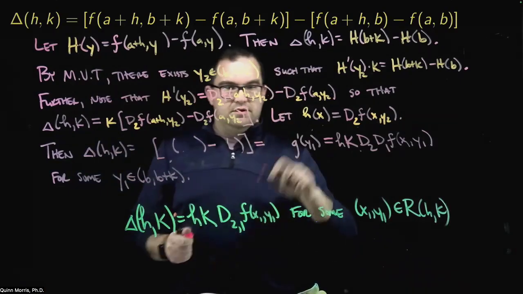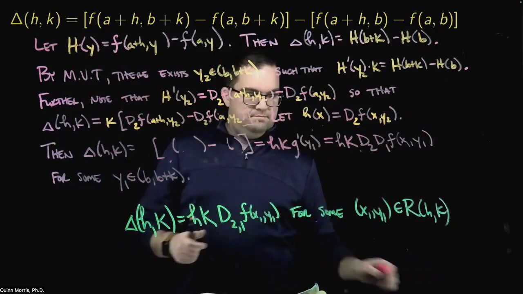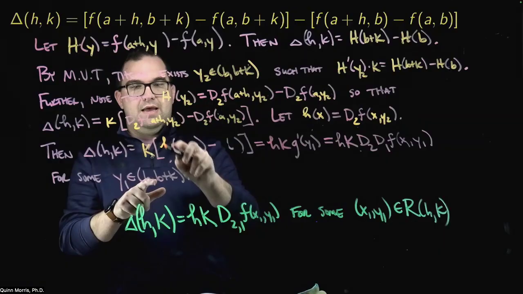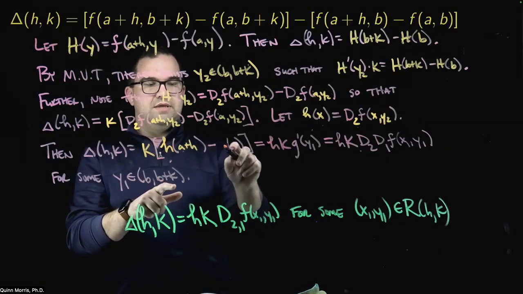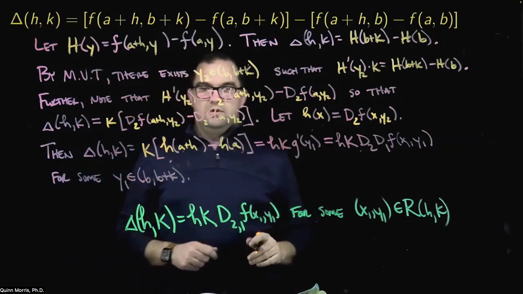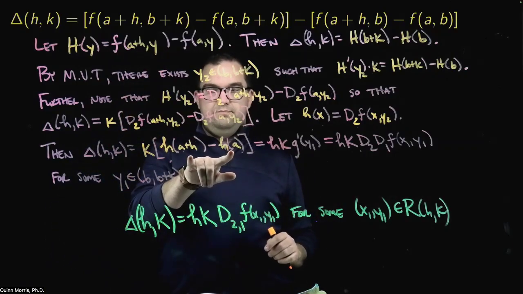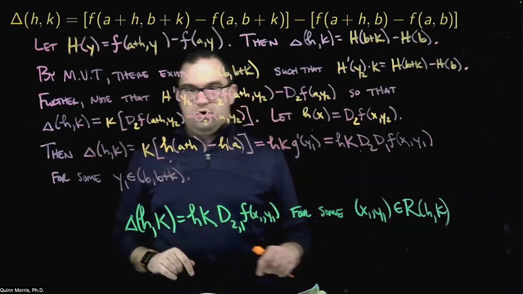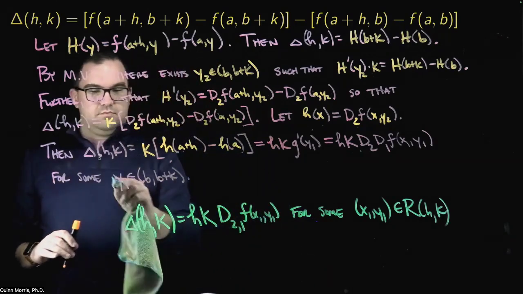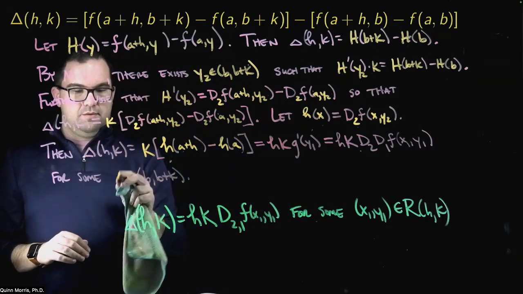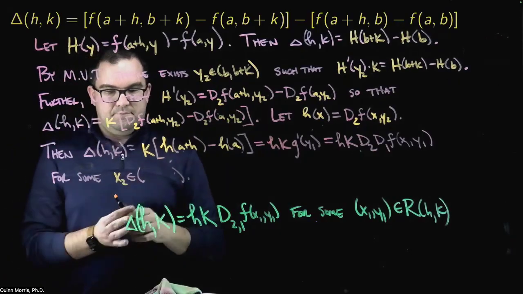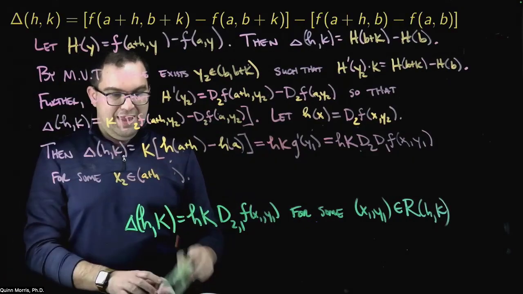Well, actually, let's leave this alone for a second. We'll come back and fix this in a second. So this is a k factor hanging out front. And now this is going to be an h of a plus h minus h of a. Now, I apply mean value theorem here. Okay, so there exists some point. This is going to be an x value, and we'll call it x2. This is going to be for some x2 between a and a plus h.